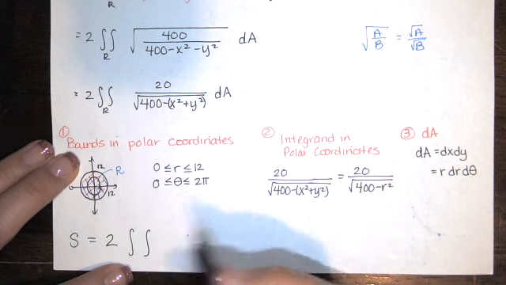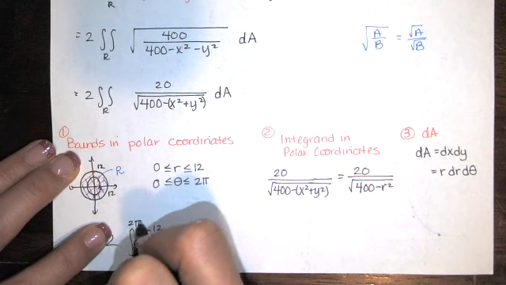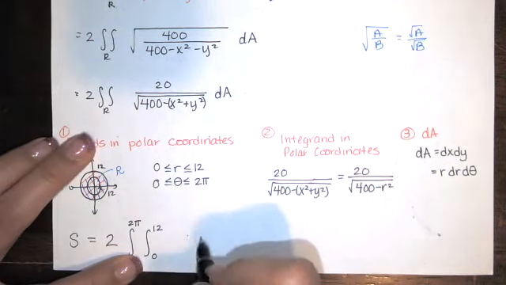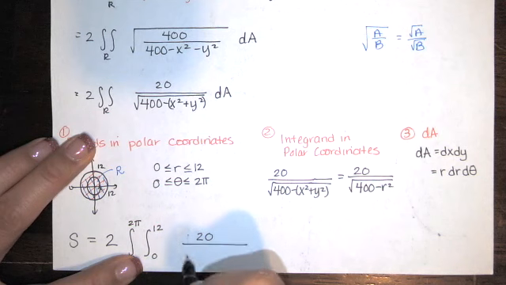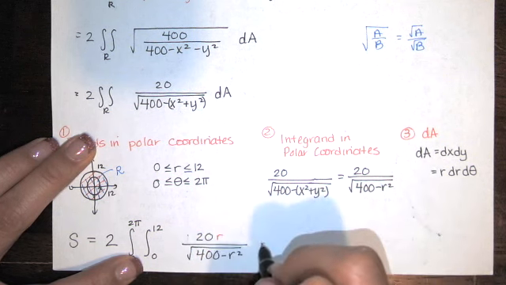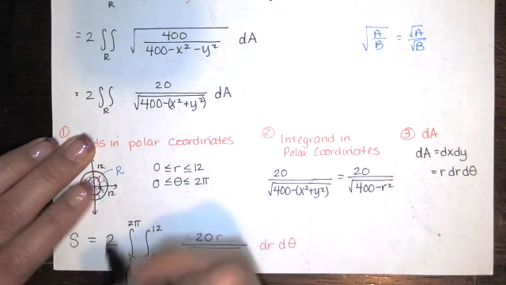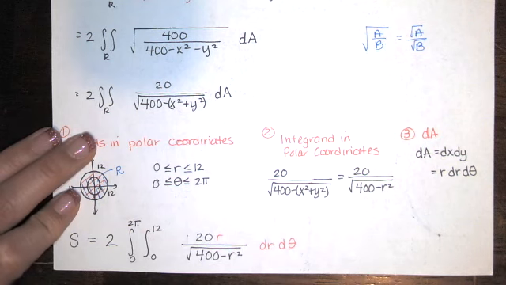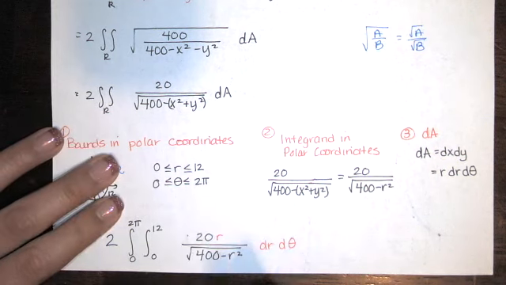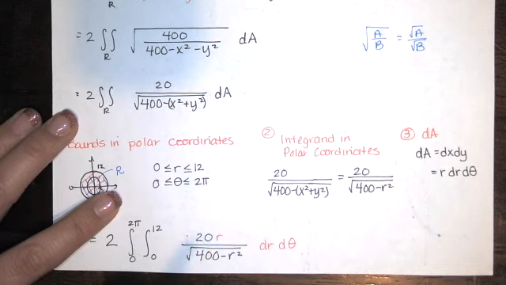So first we'll add the bounds. R goes from 0 to 12 when theta goes from 0 to 2 pi. This integrand is 20 over the square root of 400 minus r squared. And dA is r times dr d theta. With the new integrand, the new dA, and the new bounds, this integral is written entirely in terms of polar coordinates. And this is much easier to evaluate than this would have been in rectangular coordinates.